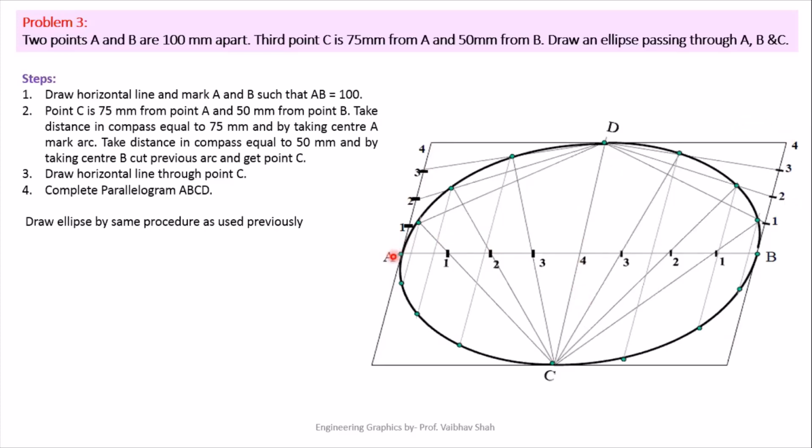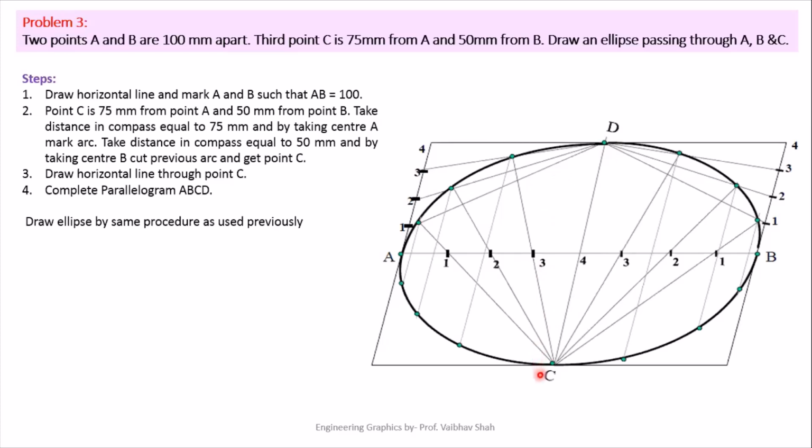After completing this parallelogram, it is simple. You will divide this portion into a suitable number of equal parts. Let's say in this case, we are dividing this horizontal line into four equal parts. If you divide this line into four equal parts, it is compulsory that you divide this vertical portion also into the same number of equal parts. In this case, we'll divide into four parts. Let us give numbering 0, 1, 2, 3, 4. Here 0, 1, 2, 3, 4. Now we'll draw lines from these points 1, 2, 3 connecting to point D. So let us draw line 1 to D, 2 to D, 3 to D.